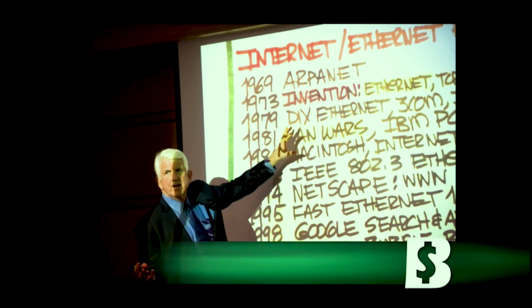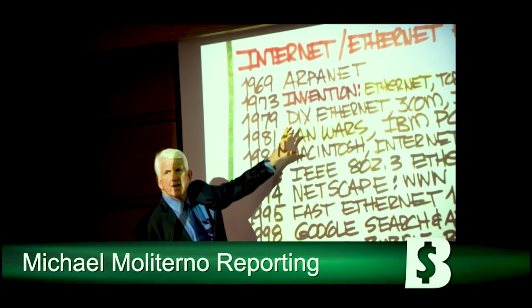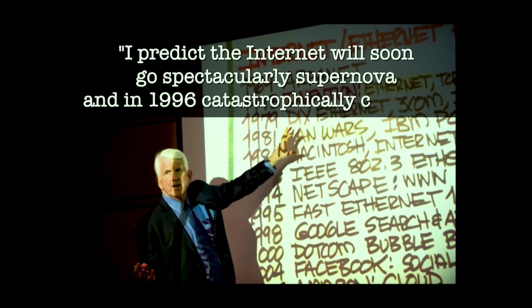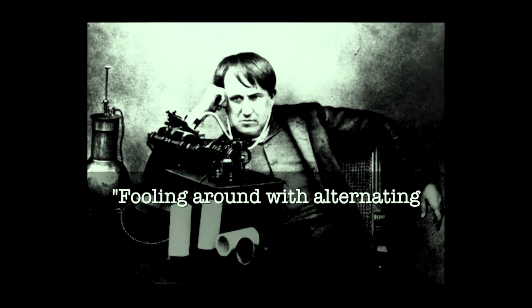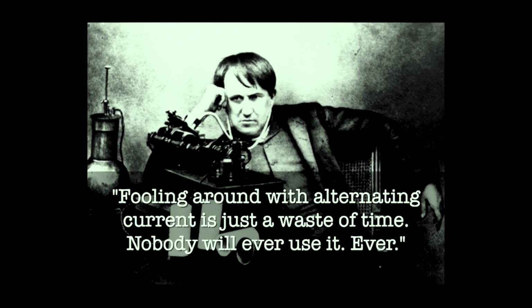In 1995, the founder of 3Com, Robert Metcalfe, said, "I predict the internet will soon go spectacularly supernova and in 1996 catastrophically collapse." A century earlier, Thomas Edison said, "Fooling around with alternating current is just a waste of time. Nobody will ever use it, ever."